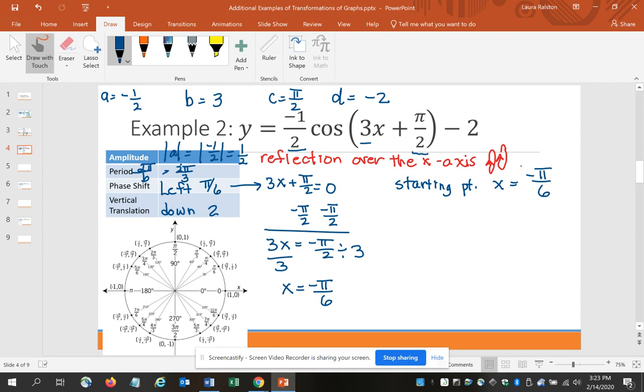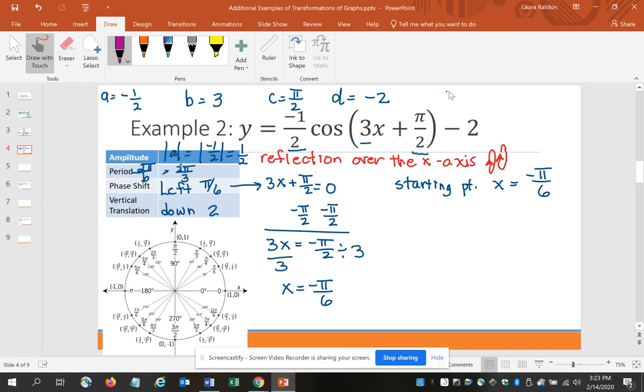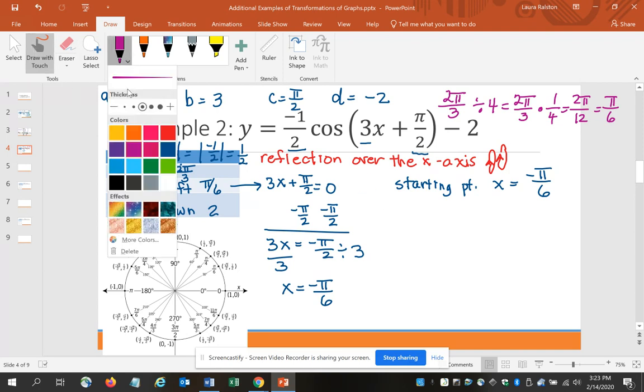Okay, to find our increment, we've got to do the period, which is 2 pi thirds divided by 4. Again, remember, you got to flip and multiply, so that becomes 2 pi thirds times 1/4, which is 2 pi over 12, or simplifies to pi sixth. So we're going to be counting by pi sixth as we think about creating the points for our graph.